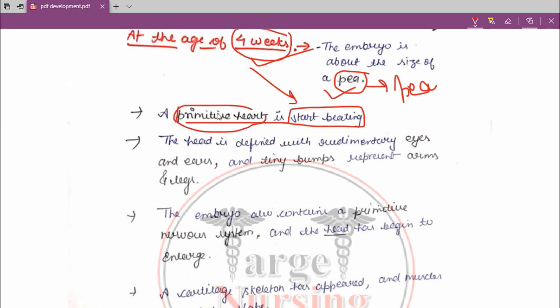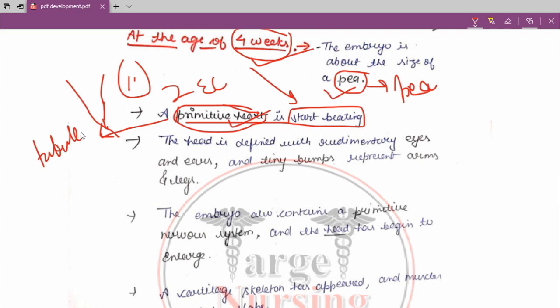A primitive heart means the development of the heart that begins with the formation of two endocardial tubes. Okay, what is this primitive heart? The development of the heart starts with two endocardial tubes, and these two endocardial tubes get merged, like this is the tube, and they will get merged and form a tubular heart. They will form a tube-like heart, and it is known as the primitive heart, and it is also known as the tubular heart.